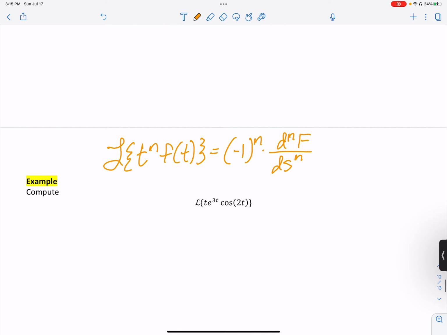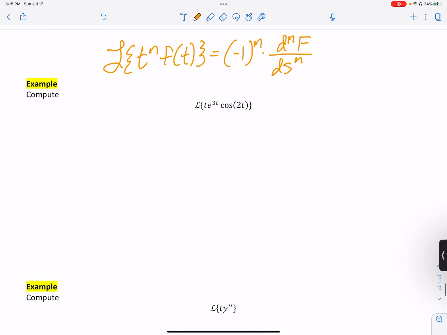All right, let's get a few examples. I wrote that at the top here so we don't have to scroll back and forth. This beginning one here. We have this exact function. I know that e to the 3t, you're like, I don't want to do that yet. So what we could actually do is write this out: negative 1, the power of t is 1, so it's to the first power, times the first derivative of the Laplace of e to the 3t cosine 2t.